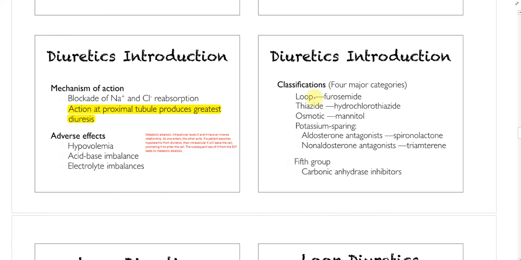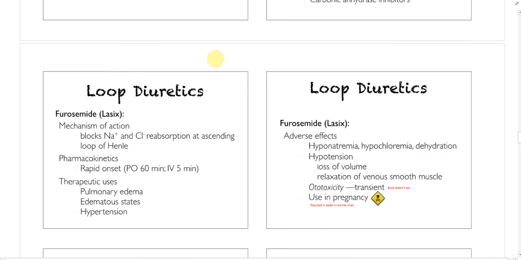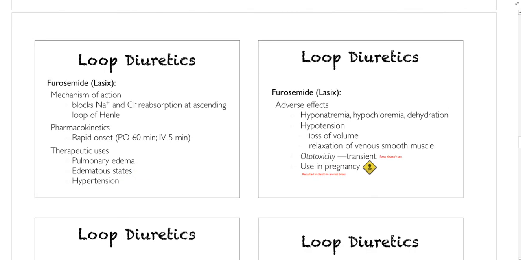So we've got our loop diuretics, of which furosemide is going to be our main one. We've got thiazides like hydrochlorothiazide, osmotic diuretics, mannitol, and then our two potassium-sparing diuretics, which are going to be spironolactone, which is an aldosterone antagonist, and triamterene, which is a non-aldosterone antagonist. And then, I don't even know if we touch on this, I don't think we do, carbonic anhydrase inhibitors. I don't know what those are. I'm just going to put that out there.